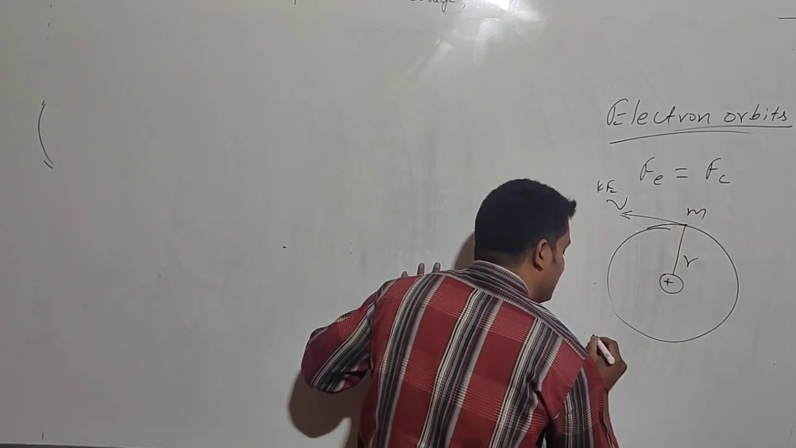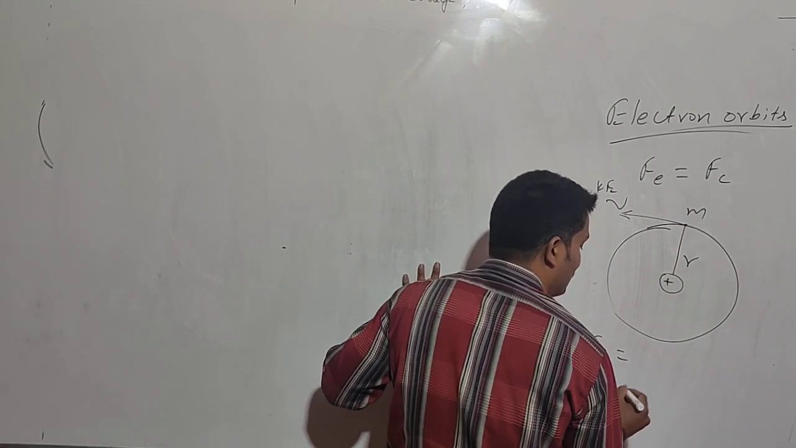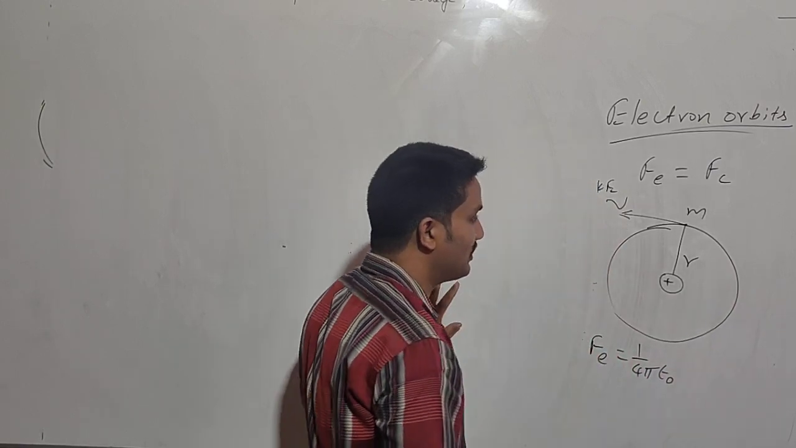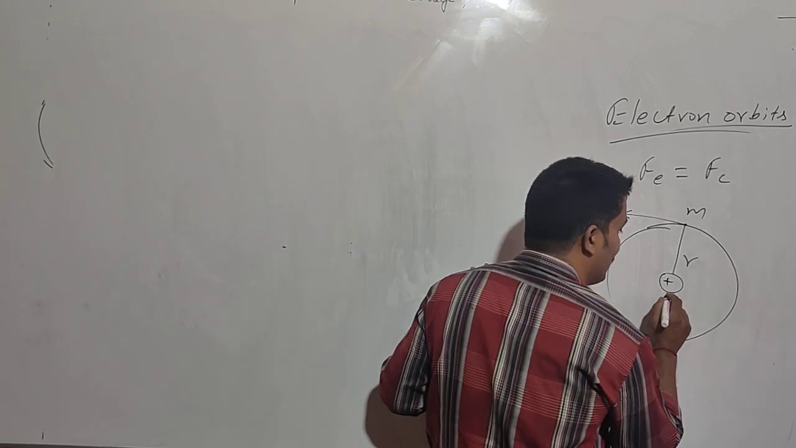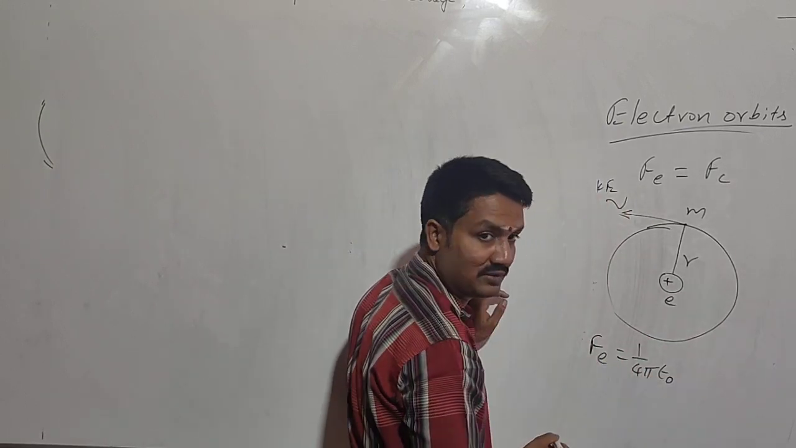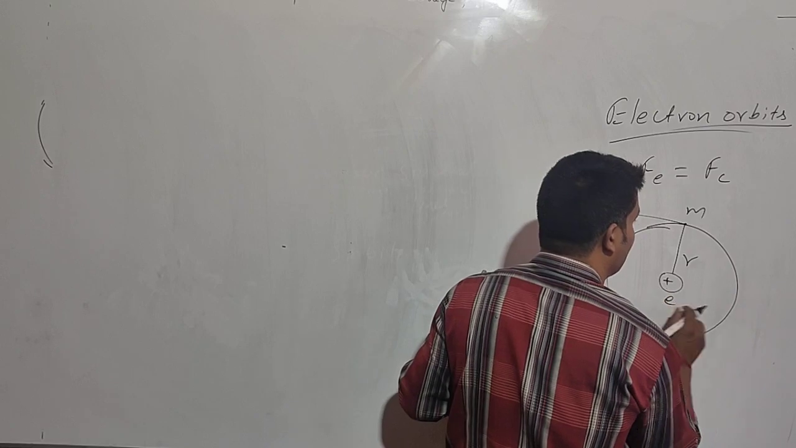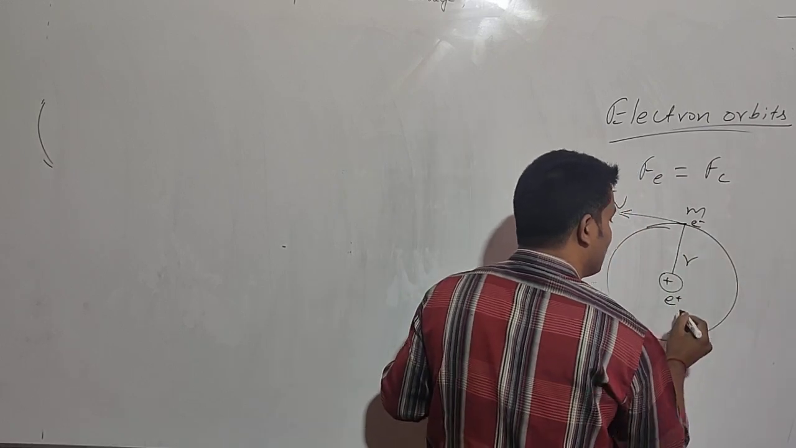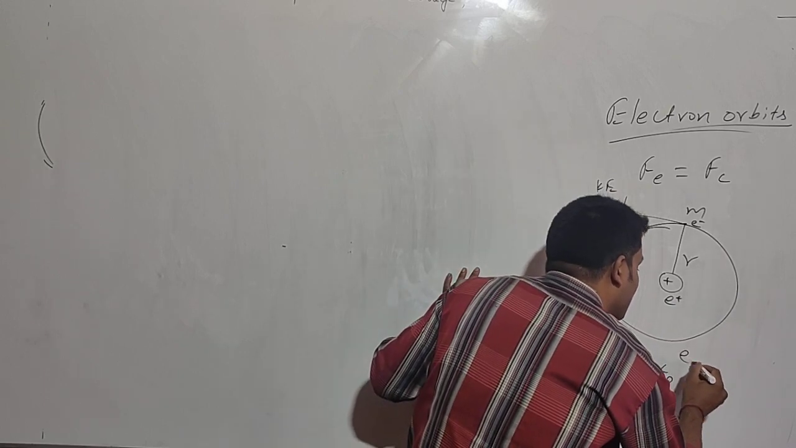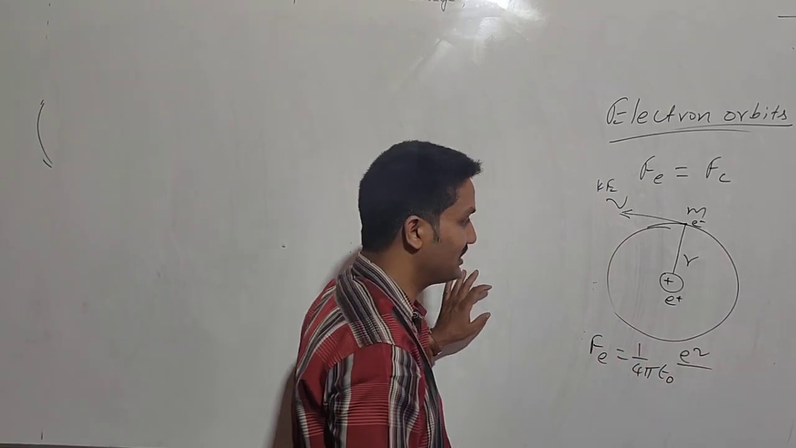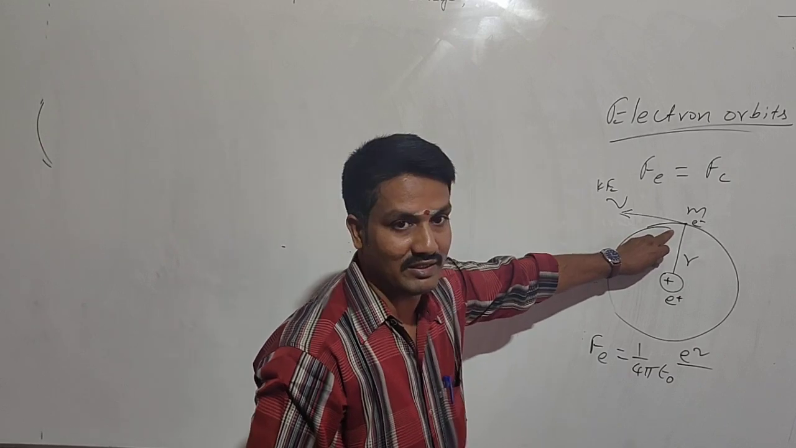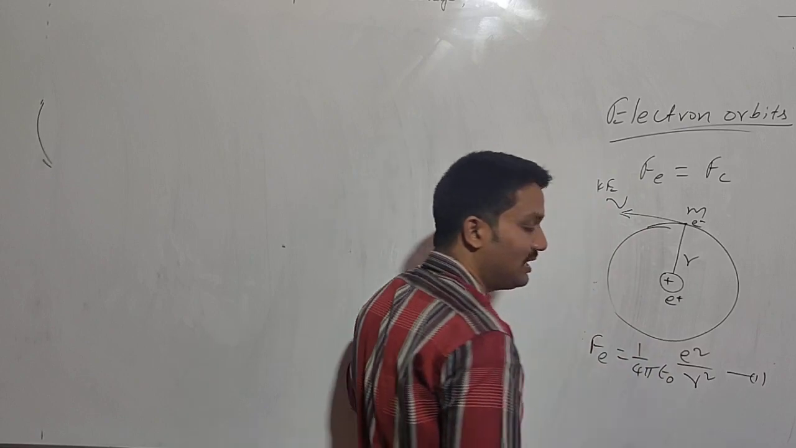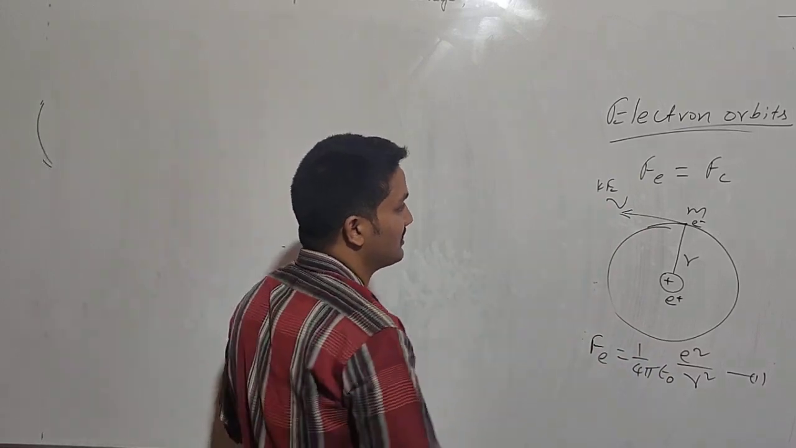Then according to Coulomb's law, Fe is equal to 1 by 4 pi epsilon naught Q1 Q2 by r square. Q1 is the charge of the proton, the charge of the nucleus, e, and the charge of the electron is e. So e into e, that is e square, divided by the square of the distance between them, r square. Let it be equation 1.